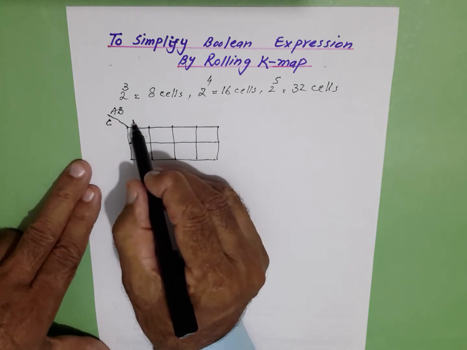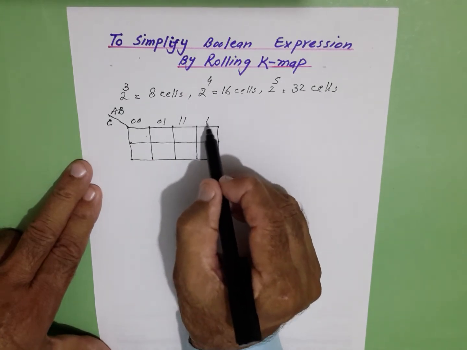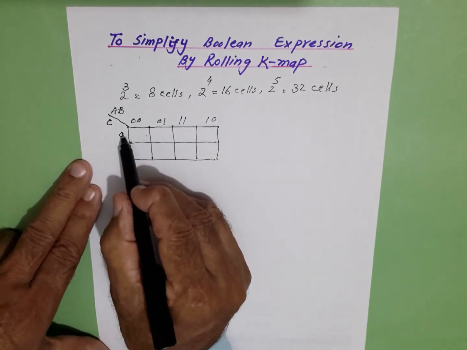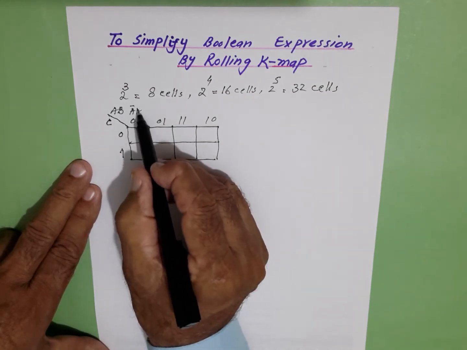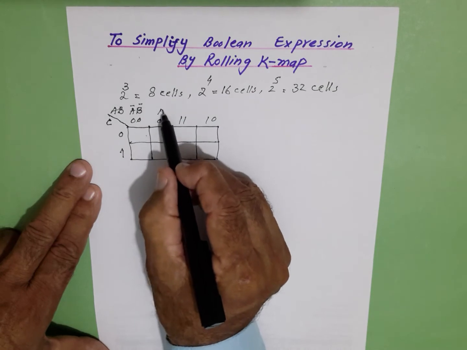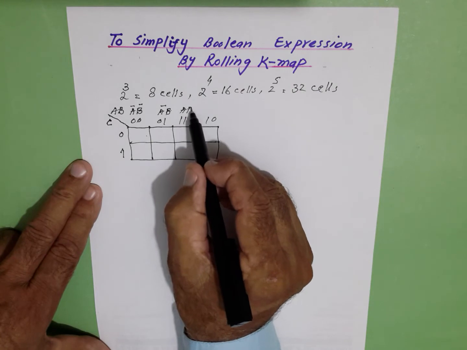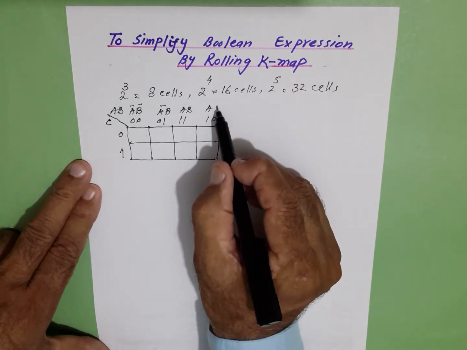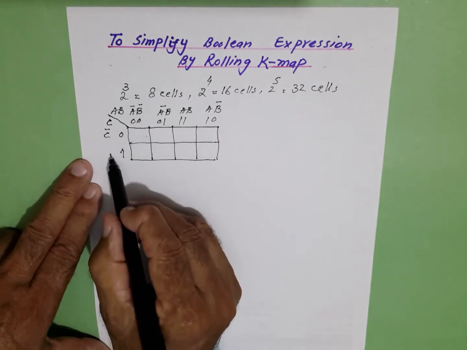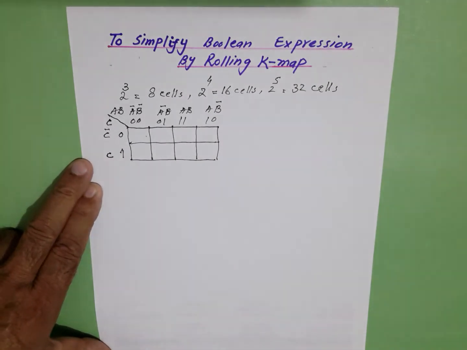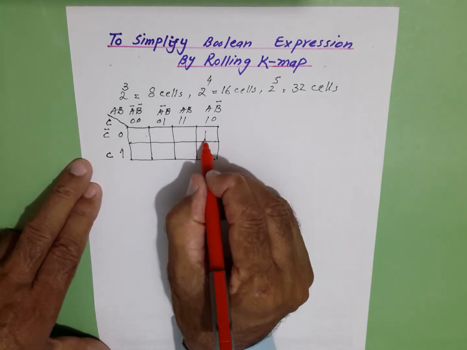Now possible combinations will be 0, 0, 0, 1, 1, 1, 1, 0. For C it will be 0 and 1. Let us write the function A bar B bar, A bar B, A B, A B bar. This will be C bar and C, with the 2 minterms. It is here.